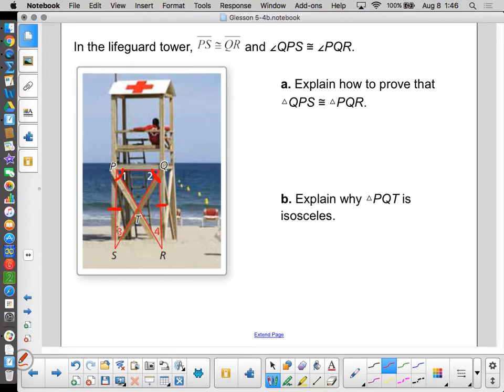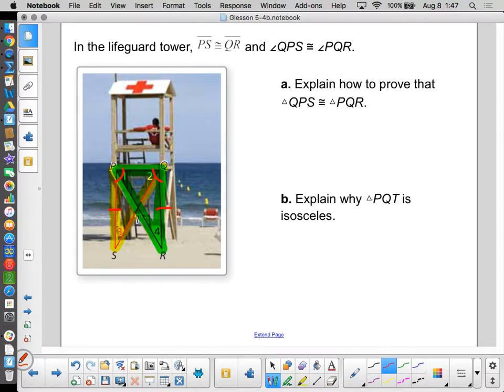It says, first, explain how to prove that triangle QPS is congruent to triangle PQR. Well, we've already been given that these sides are the same. We've been given that these angles are the same. And the only way I can prove two triangles are congruent at this point is by side angle side.